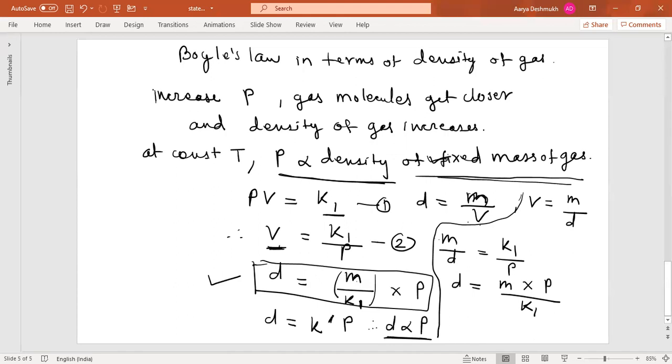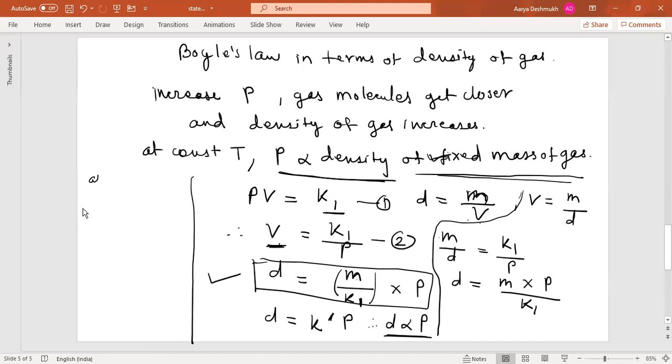So the above equations show that at constant temperature, the pressure is directly proportional to density of a fixed mass of a gas. So this is about Boyle's Law. I'll give you some problems based on this in the next lecture.